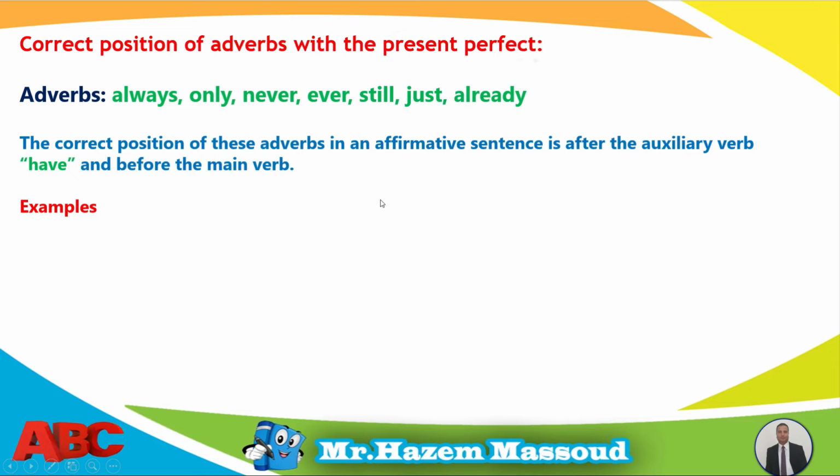Now we will talk about the correct position of adverbs with the present perfect. Adverbs: always, only, never, ever, still, just, already. These are some adverbs used in the present perfect tense. The correct position of these adverbs in an affirmative sentence is after the auxiliary verb have and before the main verb. So the correct position for these adverbs is in between the verb to have and the main verb of the sentence.